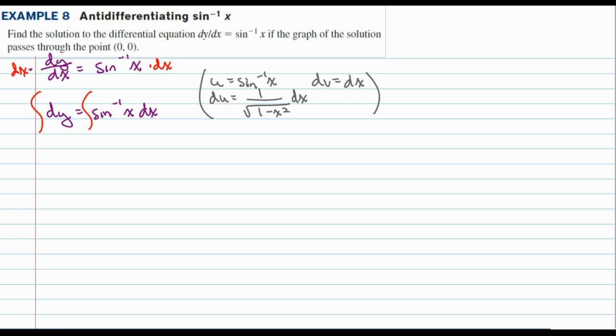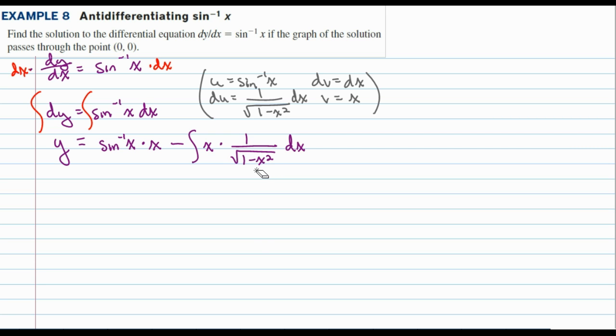So when I take the derivative of u, I get 1 over the square root of 1 minus x squared dx. Then the antiderivative of dv is just x, so v equals x. So the antiderivative of dy is y, and then I have u, inverse sine of x, times v, just x, minus the antiderivative of v times du. Looking at this antiderivative, am I ready to just take its integral yet? No, because I have x over the square root of 1 minus x squared.